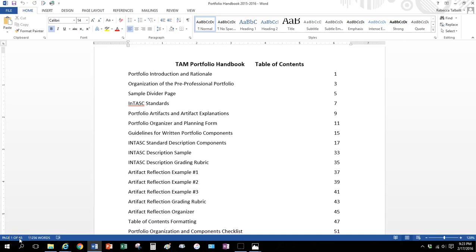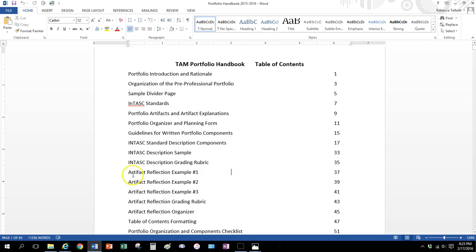So this video is going to talk a little bit about one of the major parts of the portfolio, which are the artifact reflections. If you look on the screen here, you will notice the Portfolio Handbook's table of contents. When you think about your portfolio, there are really three major parts. The first part is the in-task standard descriptions. We have started looking at those in class. You may have written some already. And so that's one of the major parts.